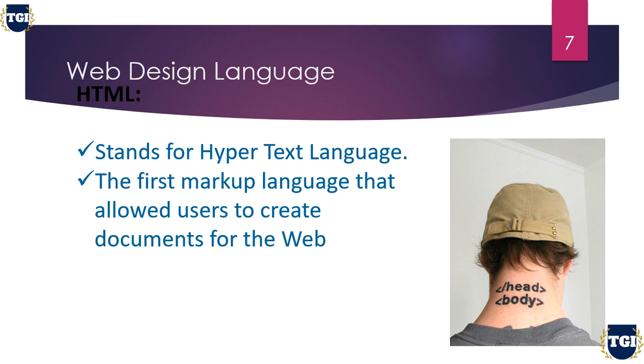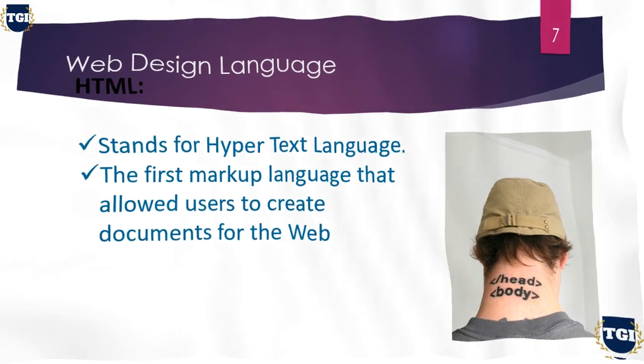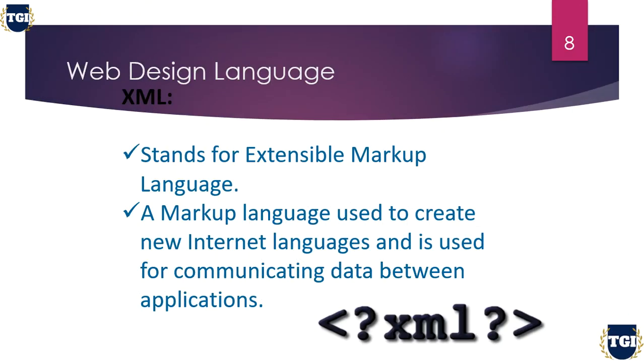All right, so we have the HTML, which stands for hypertext markup language. That's the first markup language that allowed users to create documents for the web. Then the next is the XML, which stands for extensible markup language. It is a markup language used to create new internet languages.